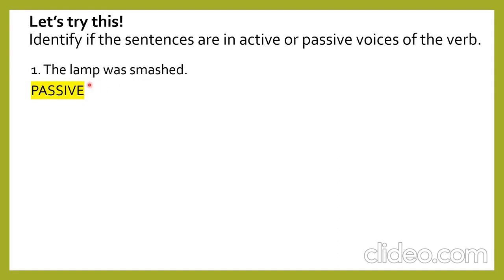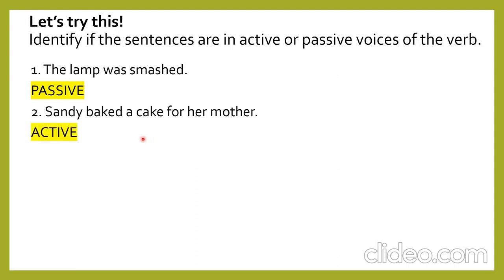It's not that the lamp did the action of smashing, right? The lamp cannot perform any action, but it can receive the action. Next, number 2. Sandy baked a cake for her mother. Again, identify the verb. The verb is baked. The subject is Sandy. Is Sandy the receiver or doer of the action?